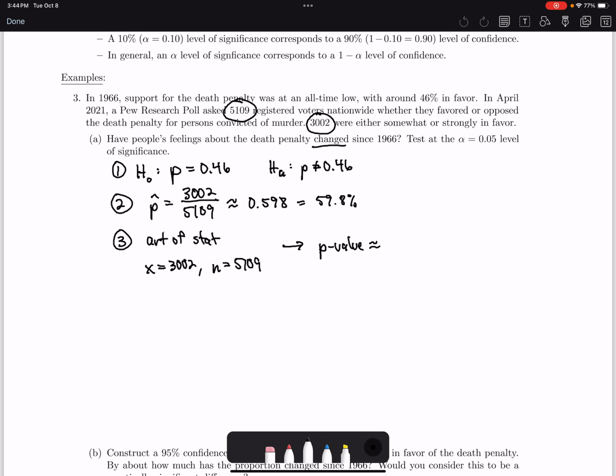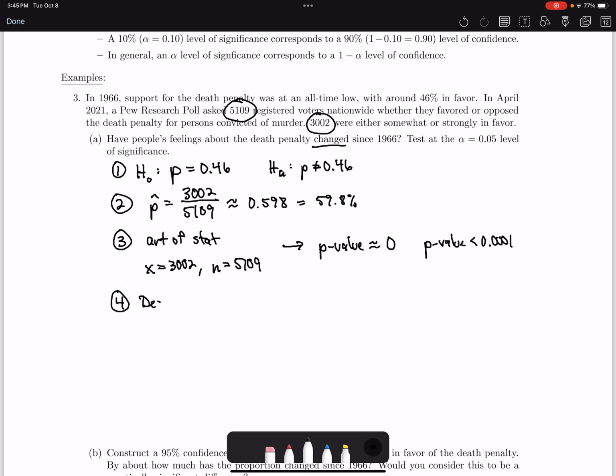Okay, so our p-value is approximately 0. Sometimes when a p-value is that small, Art of Stat will say that the p-value was less than 0.0001, and that's just its way of saying that the p-value is so small that we don't even have enough digits to show you exactly how small it is. So it's really small. It's less than 0.0001.